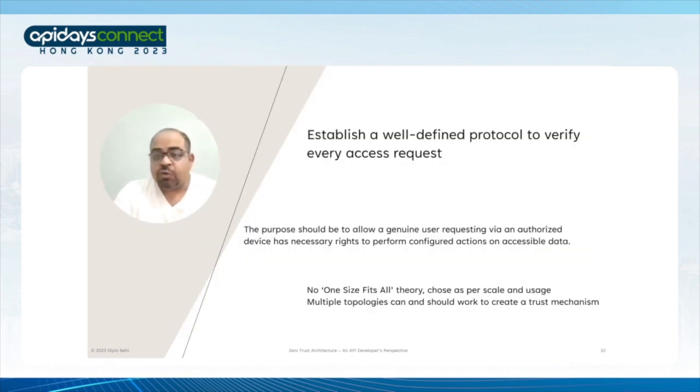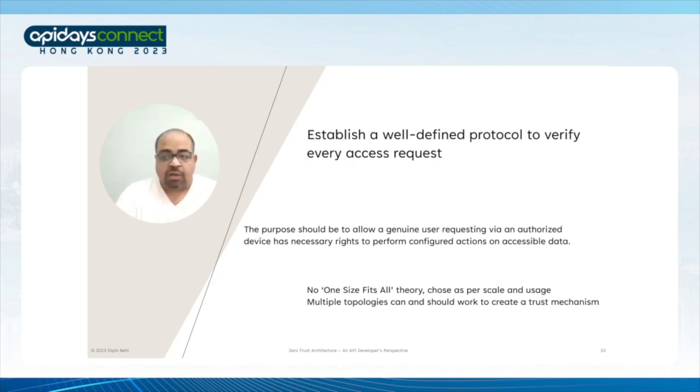The basic rule behind establishing a trust authority is to define a protocol which all participating components must abide by. The ultimate purpose is not to deny the request, but to allow every request that originates from a trusted device, with a valid identity, and acts according to the defined rights on the allowed data. This means that all the four pillars of zero trust participate to form a valid action.